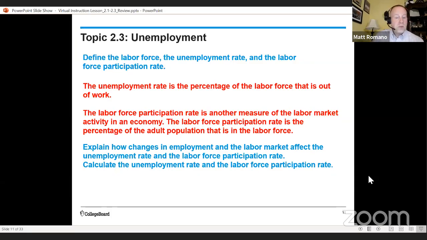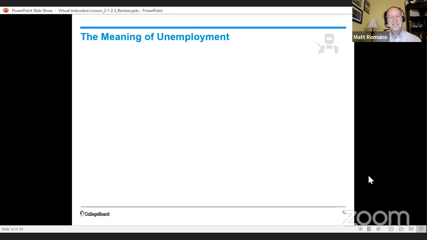The next thing we should be able to do after we look at those numbers is explain how changes in employment and the labor market affect the unemployment rate and labor force participation rate. This is going to be relatively intuitive. And then we should be able to calculate those two numbers, so we're going to do that as well today. But first, let's dive a little deeper into the meaning of unemployment. I want to define a few more terms.